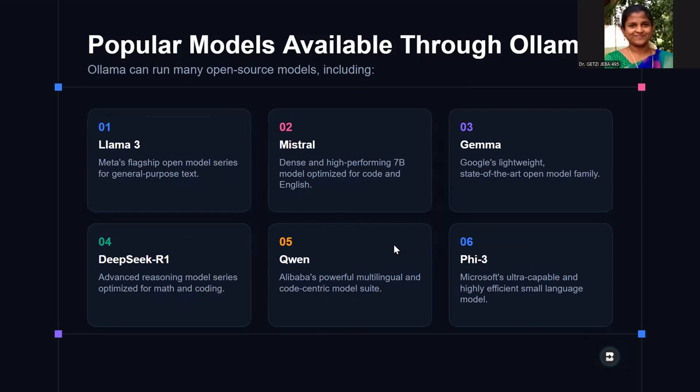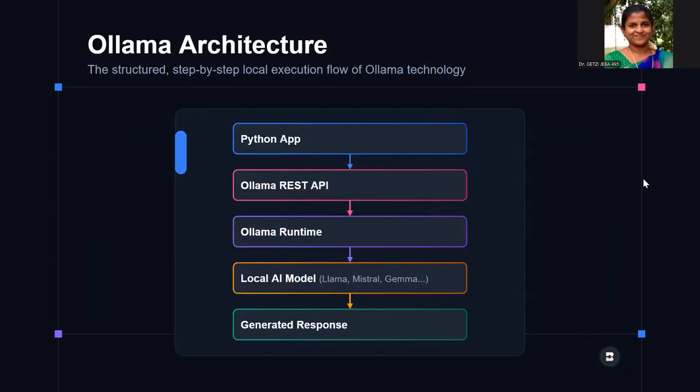So what are the popular models used by Ollama? It is Llama 3, Mistral, Gemma, DeepSeek, Qwen, and Phi 3. These are the different models. So in the coming labs, we'll explore what the model is, how actually it performs for different applications. So we'll do the evaluation process as well.